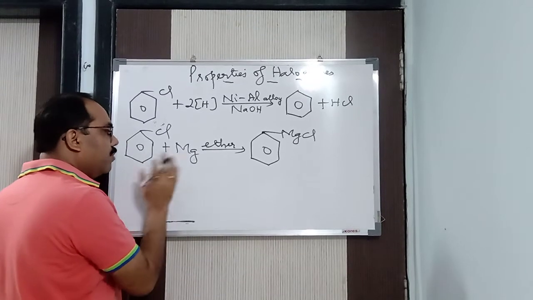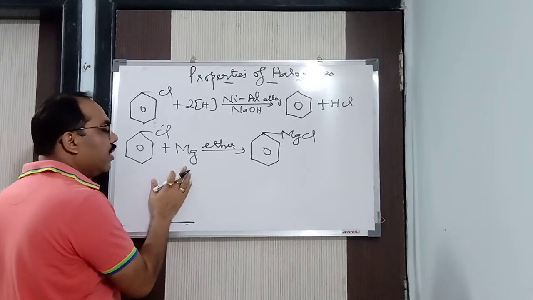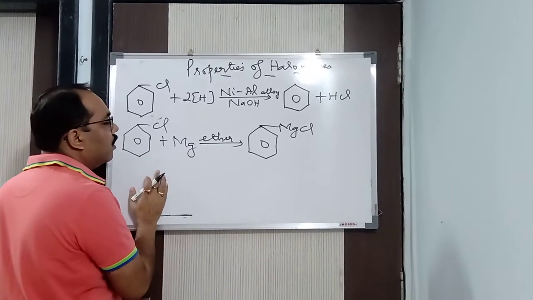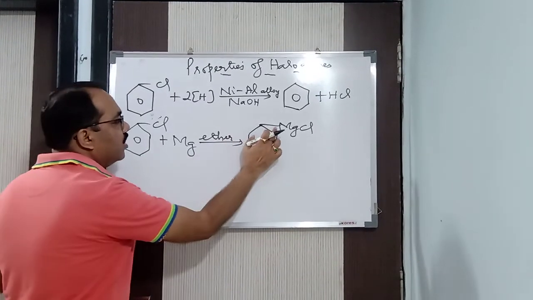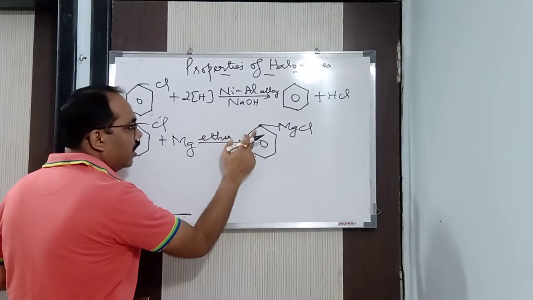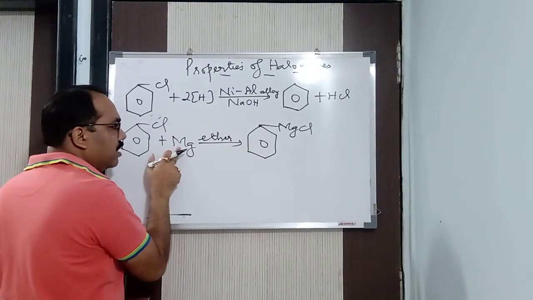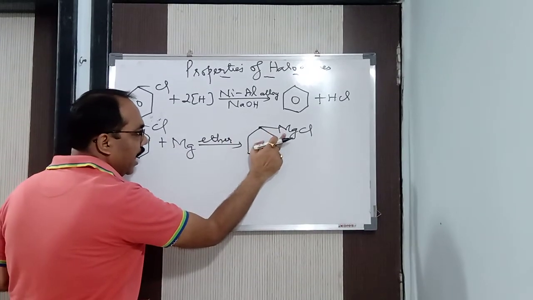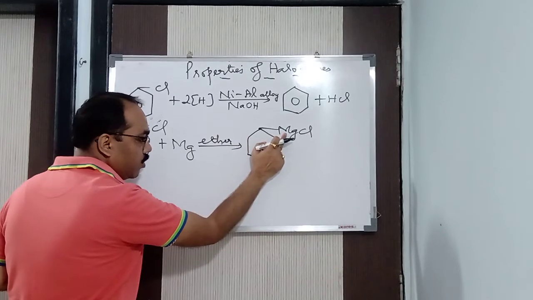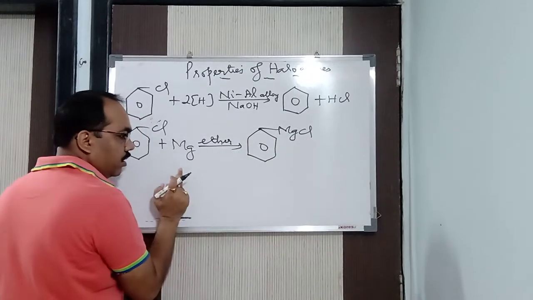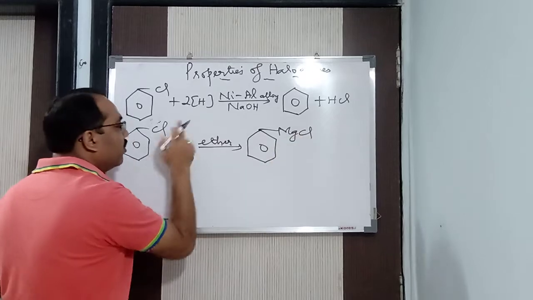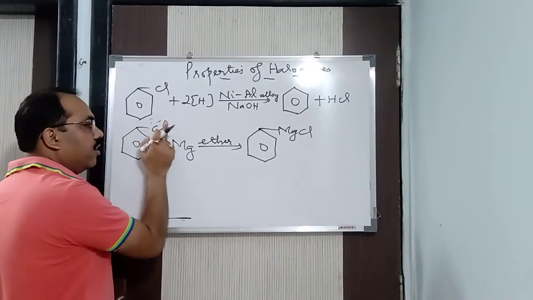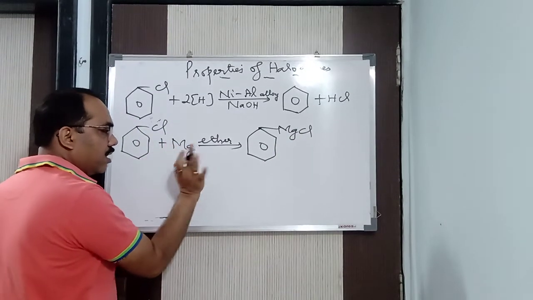Now what I was saying is that suppose instead of magnesium, I take lithium here. What am I going to get? Listen carefully. If I take lithium here, I get the benzene ring with Li, plus LiCl, or LiBr, whatever aryl halide you have taken. I think it's clear?